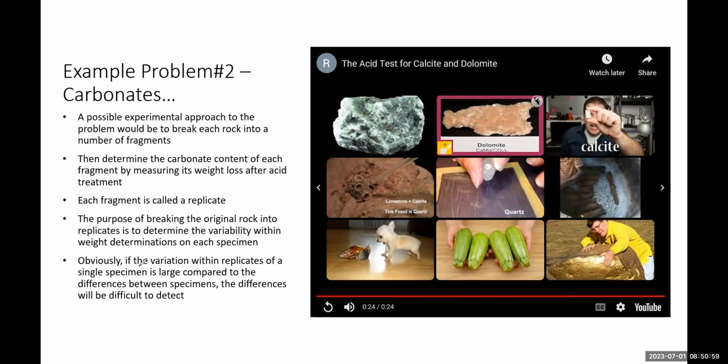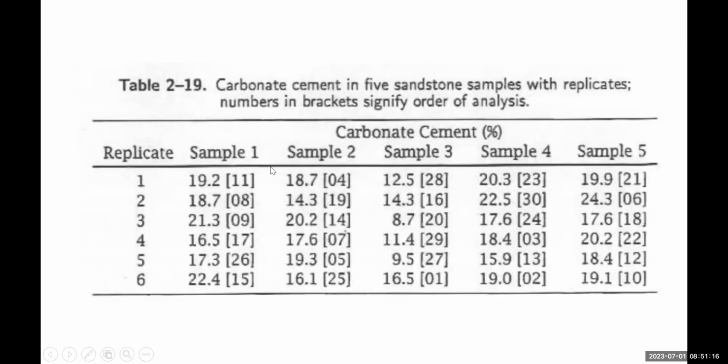And of course, if the variation within the replicates of a single specimen is large compared to the differences between the specimens, the differences will be difficult to detect. So hence the ANOVA testing.